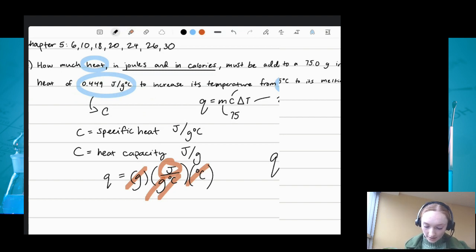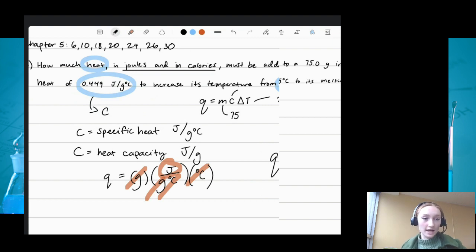So let's put everything else into the equation right over here. So it's 75 grams times the C, which is the specific heat, and that is 0.449, times the change in temperature. So the delta T is the final minus the initial. So be aware of what temperature is going to what and what the final initial is, because if you swap it, you will get a negative value, and so it would look like the energy is the opposite.